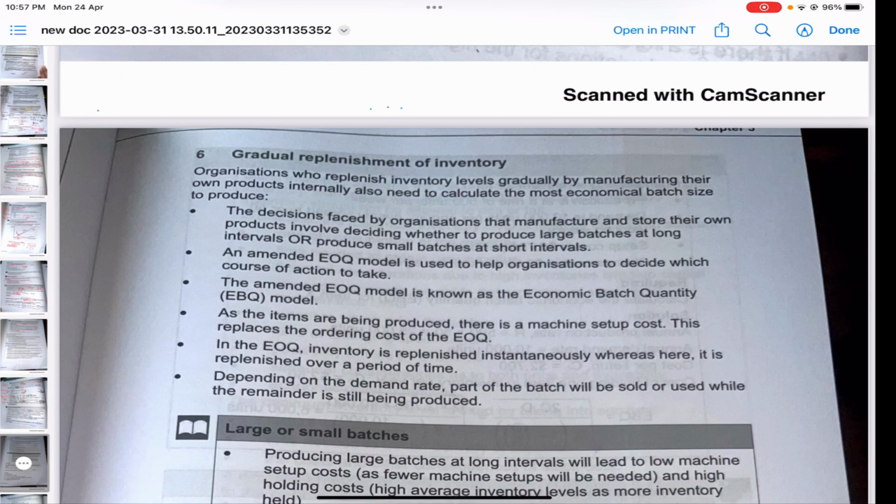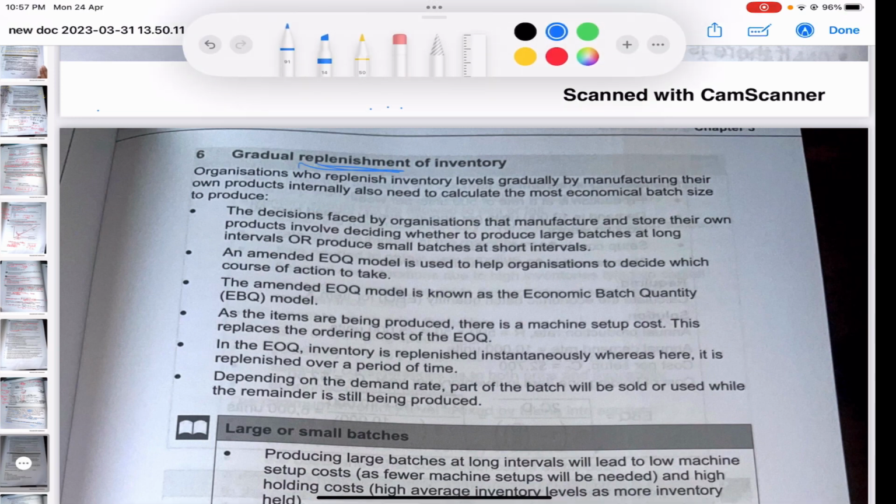I hope that is clear. Now we come to the next concept, which is the gradual replenishment of inventory. So what is replenishment? Replenishment is basically ordering again and refilling my inventory again.